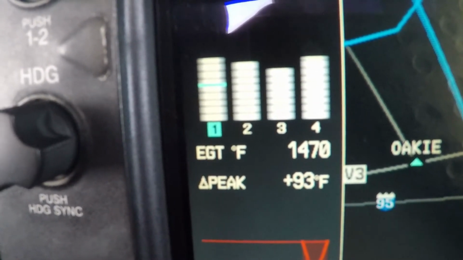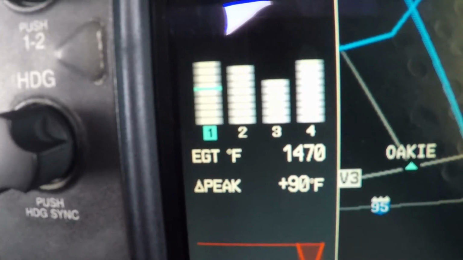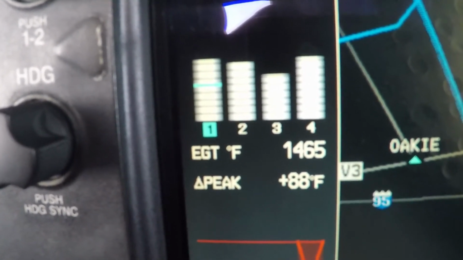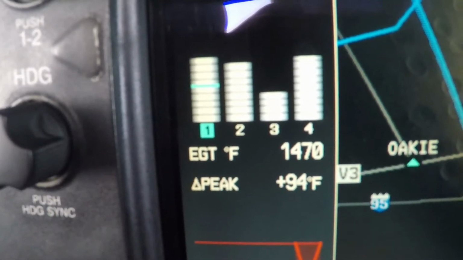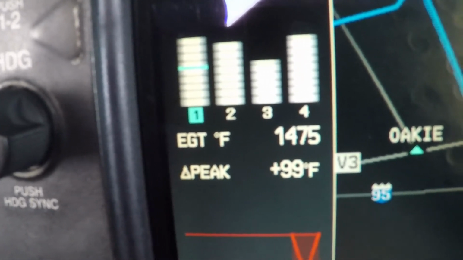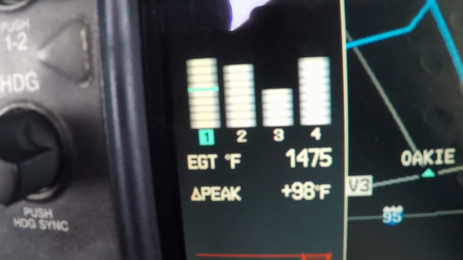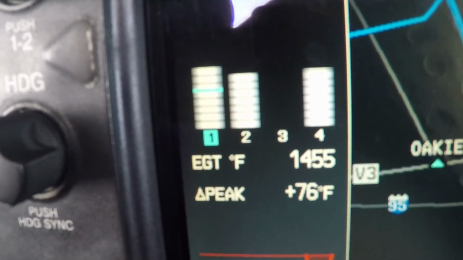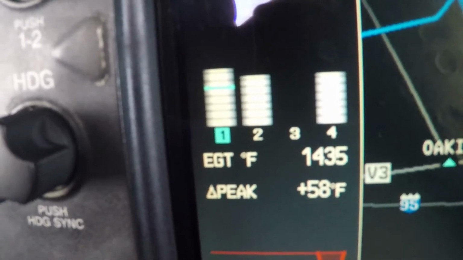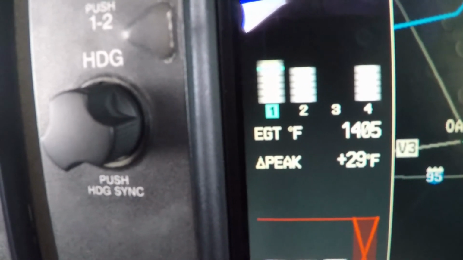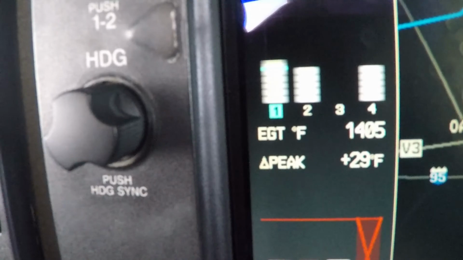So all I have to do now is enrichen until my delta peak is plus 30, and I know that plus 30 really means minus 75 from 1480. So you're just using the numbers the other way around, so you can do leaning another way. And you notice that the delta peak is actually more accurate as far as measuring per degree. And that's it. I reached the temperature I needed to be at.